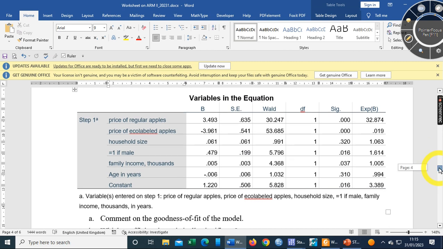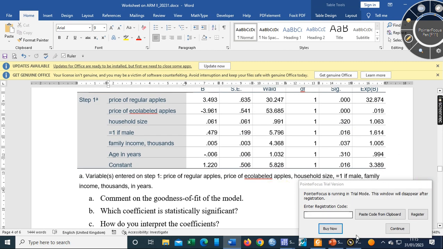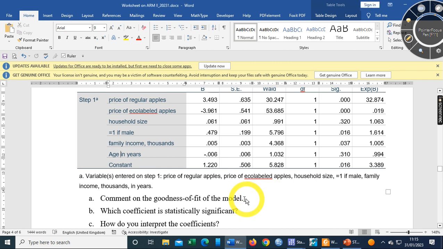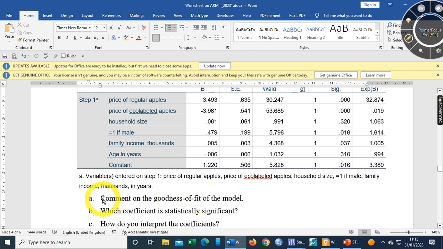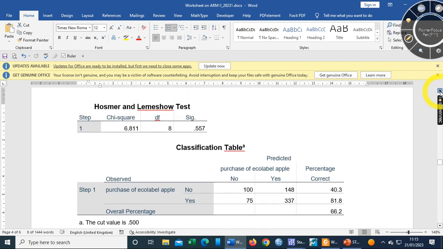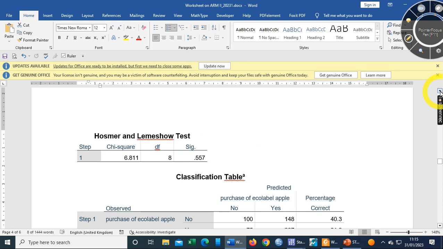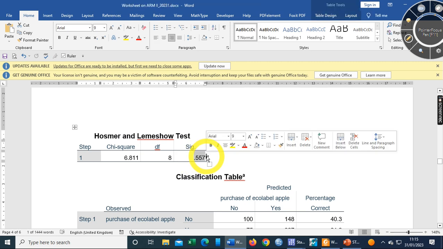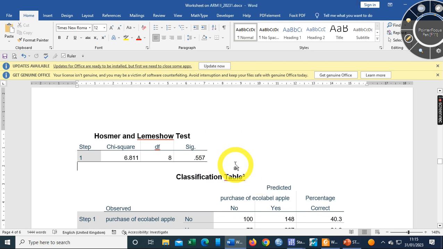The question we were asked is: comment on the goodness of fit of the model. In case of a binary logistic regression model, the goodness of fit of the model is tested by the Hosmer and Lemeshow test. We have the p-value here; it's greater than 0.05. Therefore, we don't reject the null hypothesis.